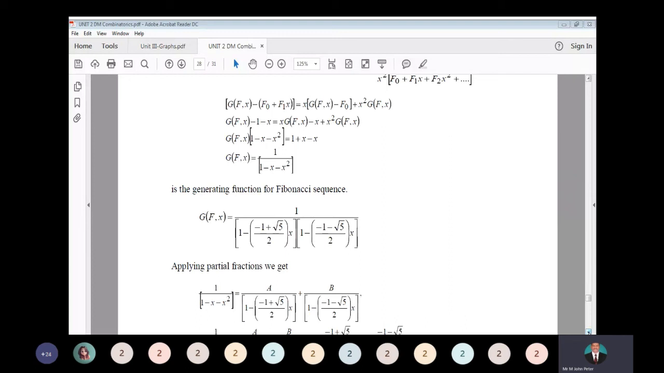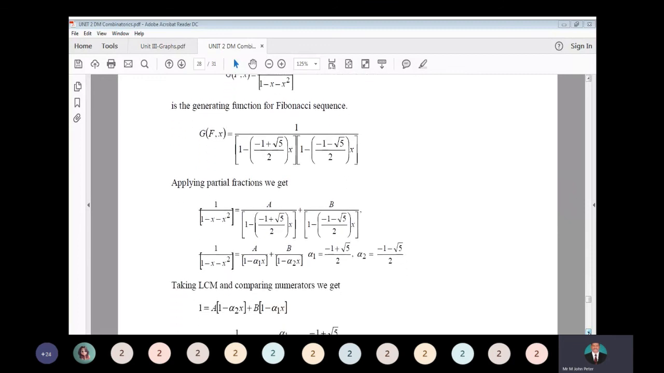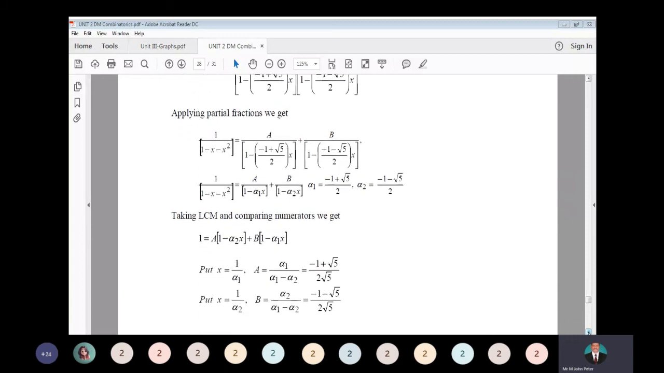Okay, don't get confused. This formula we can separately find the root. That means for ax square plus bx plus c equal to 0, to find the root, minus b plus or minus root of b square minus 4ac divided by 2a. Using that concept also we can find the root, and they expand it. So applying the partial fraction, you will get a by first root plus b by second root. That is alpha 1, take it as minus 1 plus root 5 by 2, alpha 2 as minus 1 minus root 5 by 2.